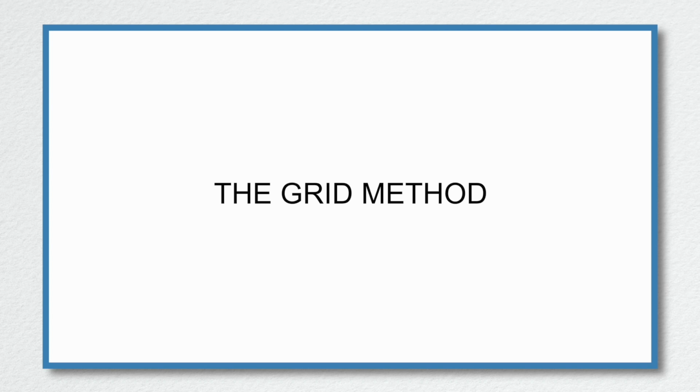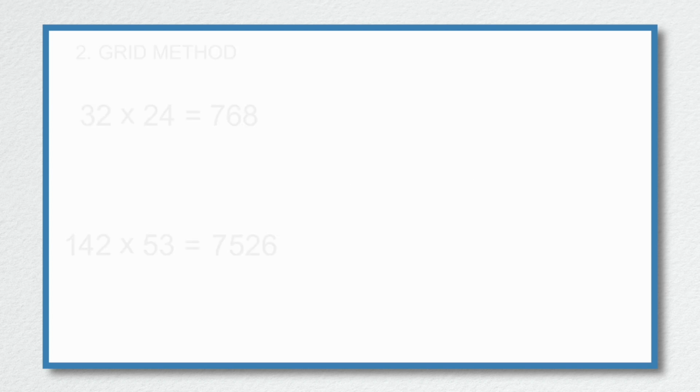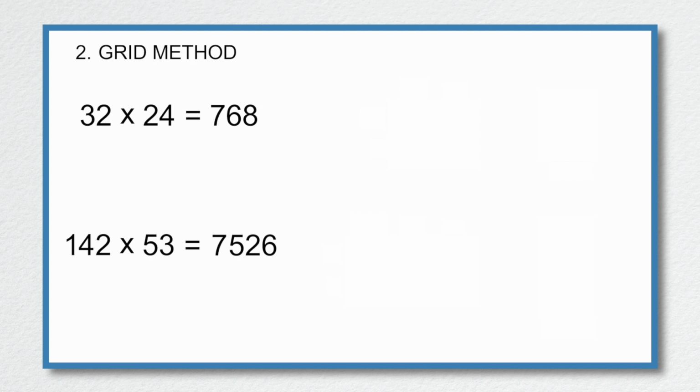Now let's do the grid method. Again, we're going to do the same calculations. I'll leave the answers up as well because we now know what the answers are. 32 multiplied by 24. We have a 2-digit number multiplied by a 2-digit number. So we're going to make a 2 by 2 grid. We're now going to break the two numbers up like so.